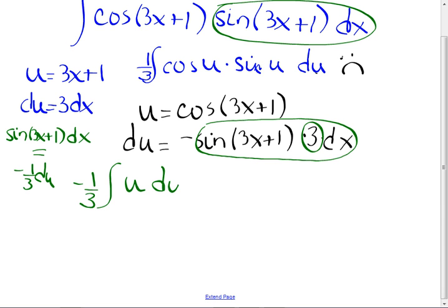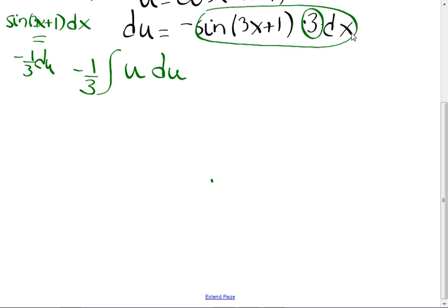Can we do that one? Yeah, we can do that one. Samuel, can we do that one? Forget the 1/3 because that's not important. It's u what? u to the first. Go up 1. Squared over what? 2 plus c. I don't know what it is, but let's go back and look. You chose it.